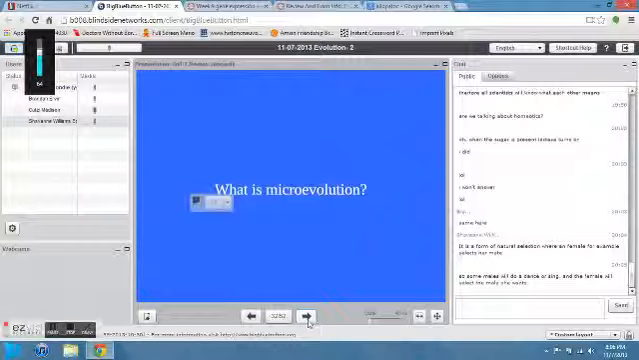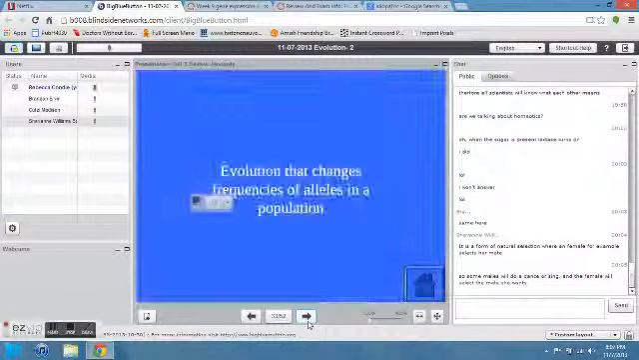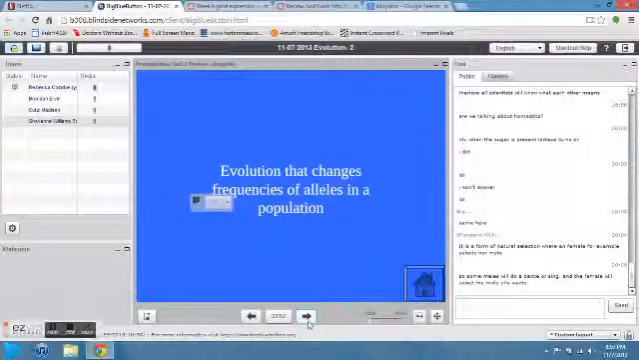Oh, I was saying that microevolution is evolution at the lowest level. Like, for example, genes that are changing over a period of time that will lead to a new species. Exactly. Evolution that changes the frequency of alleles, which, when the frequency of alleles changes, a lot of times there's a new species. So, micro means small. It's the smallest version.